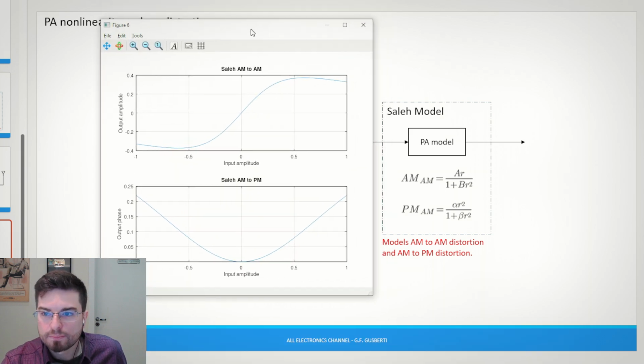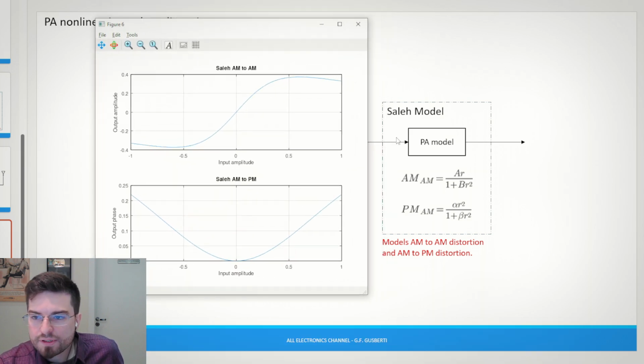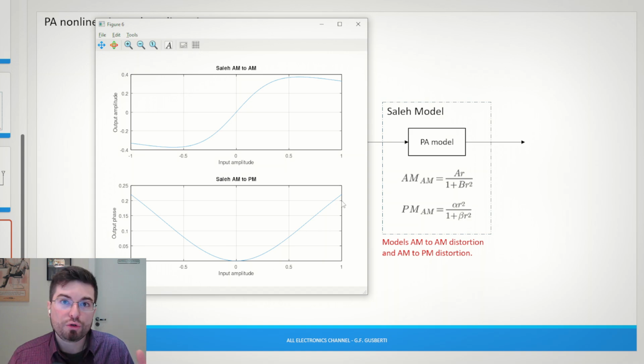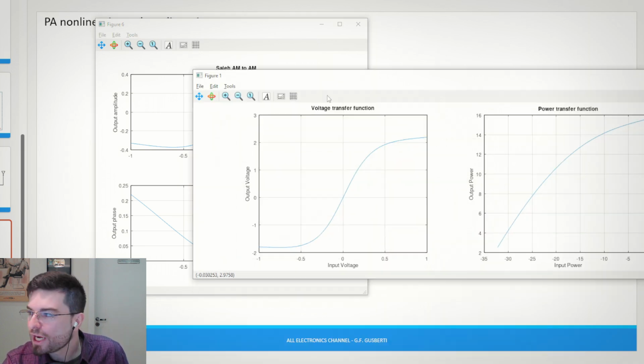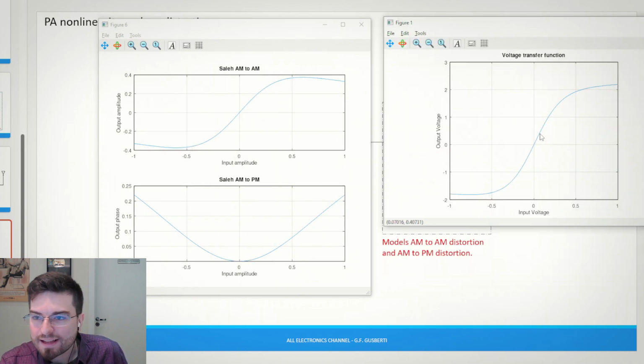So here I simulated these two formulas, the Saleh model, and we see that indeed it models an amplitude distortion profile, and it also models amplitude to phase distortion profile. As I told you, the amplifier also has amplitude to phase distortions, but we are ignoring it in this presentation. And what I did here, guys, is that I chose A and B that model the amplitude to amplitude distortion to try to model the nonlinear amplifier we are using for simulations. This one here. And we can see that they are not the same, of course, because this is an arbitrary nonlinear function that I programmed.